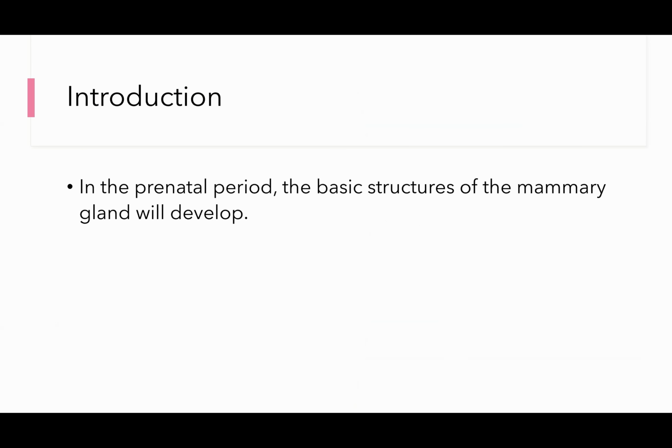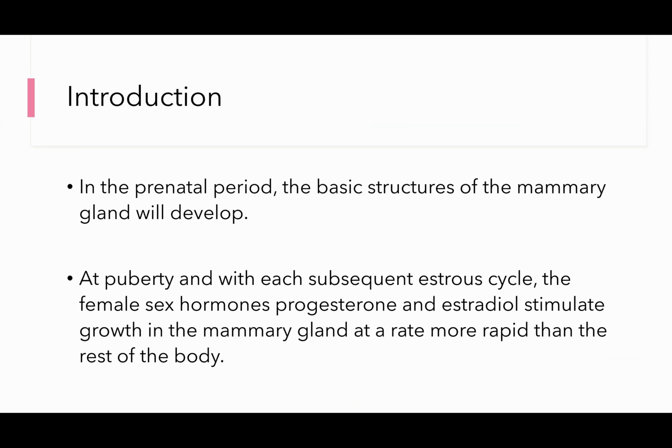In the prenatal period, the basic structures of the mammary gland will develop. But at puberty, and then with each subsequent estrous cycle, the sex hormones progesterone and estradiol, as we talked about in our previous lectures, will stimulate the growth of the mammary gland at a rate that's more rapid than the rest of the body. Basically, progesterone and estradiol will quickly cause the mammary gland to grow.